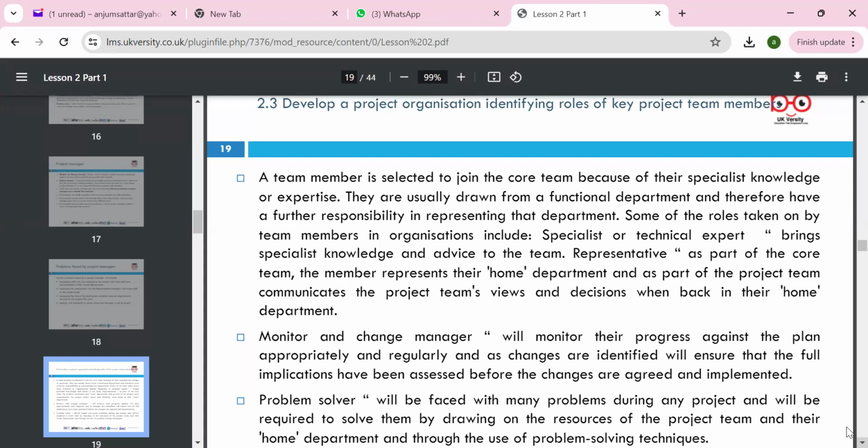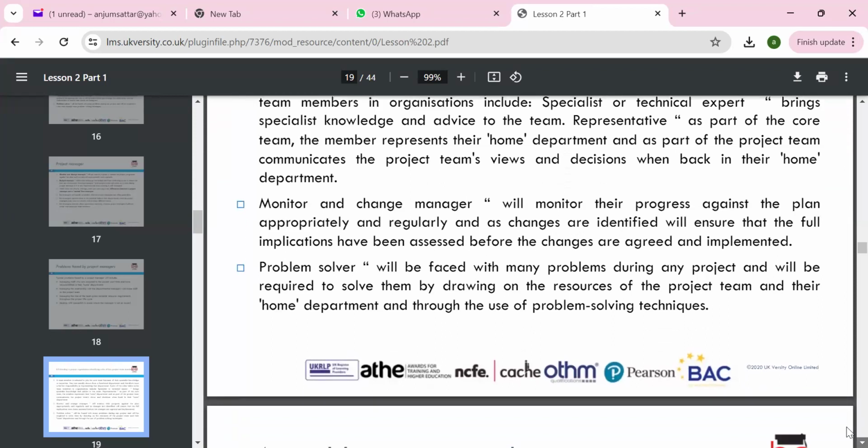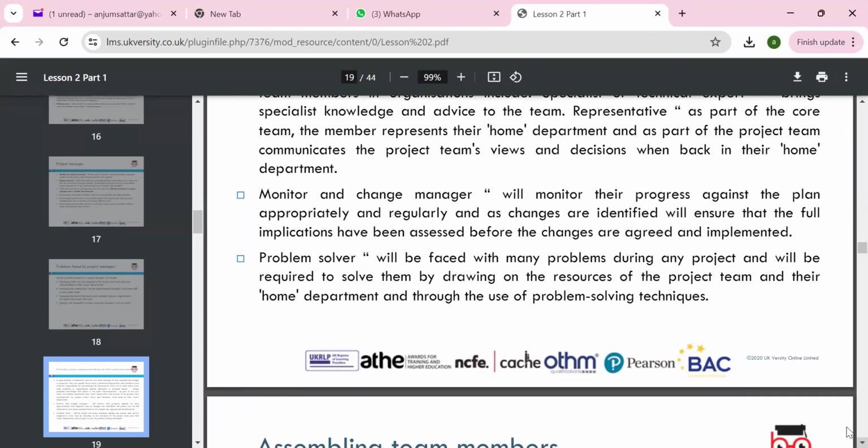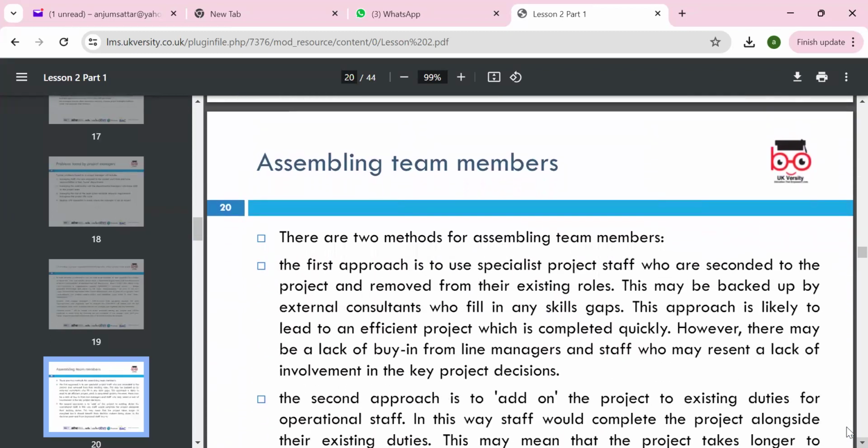Project organization identifies the role of the project management team. So a team is selected and joins the team. Team knowledge is very important. Team members include specialists and technical experts, bringing knowledge and sharing, and the project team communicates, makes decisions and monitors change if needed. So we can look around the progress again: planning, progress and control work together. The problem solver will face many problems during the project, and we need to solve them. For example, maybe the people went on strike, or the supplies are not arriving for the project. Problem-solving techniques can be used.